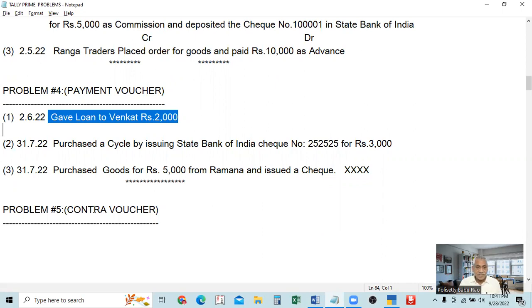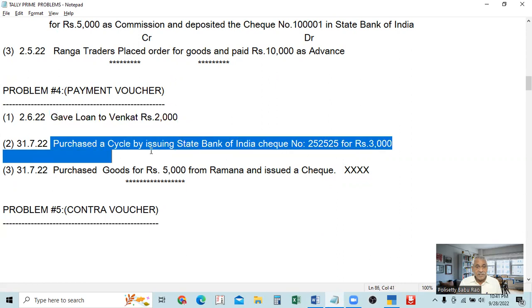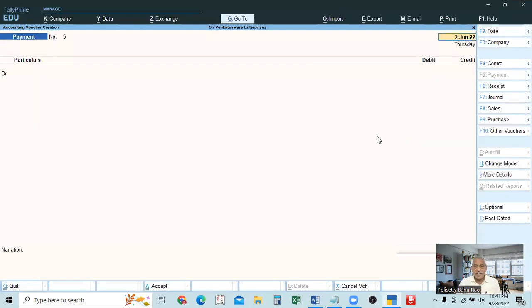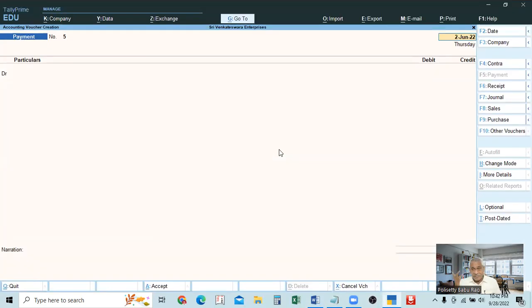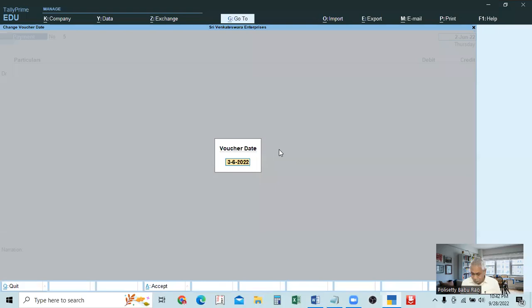Okay. Next, second one. Purchase cycle by issuing State Bank of India check number so and so for 3,000. So we are purchasing a cycle and paid through check. So is it payment or receipt? Definitely it is payment. So it will be entered in the payment voucher only. So what is the date? 31st July. So it is a different date. So press Alt 2, 31st July.